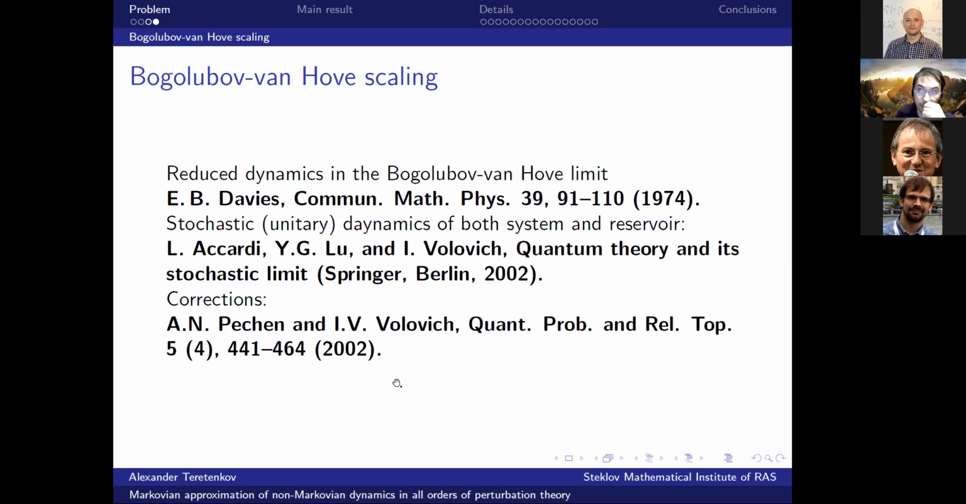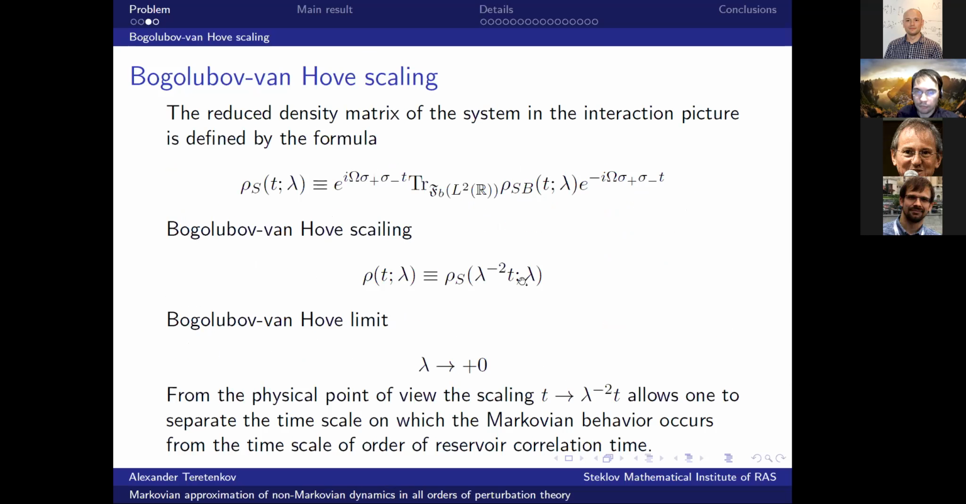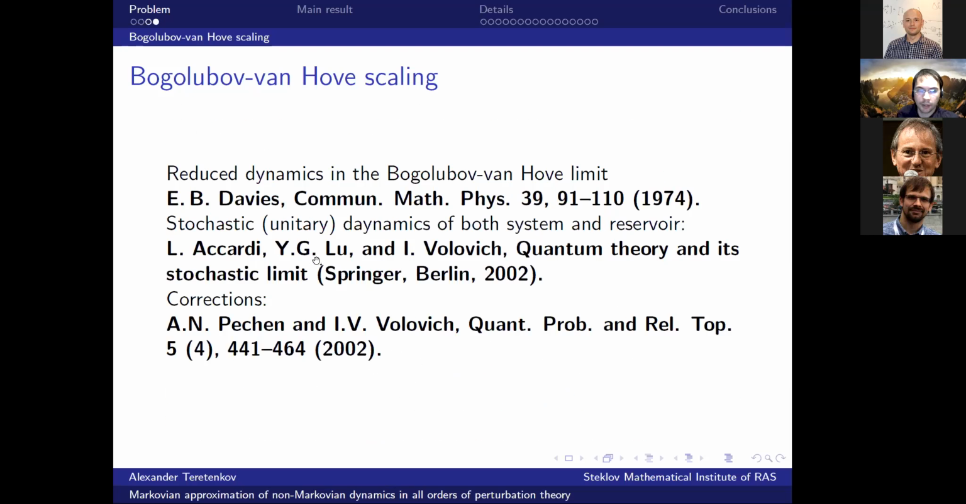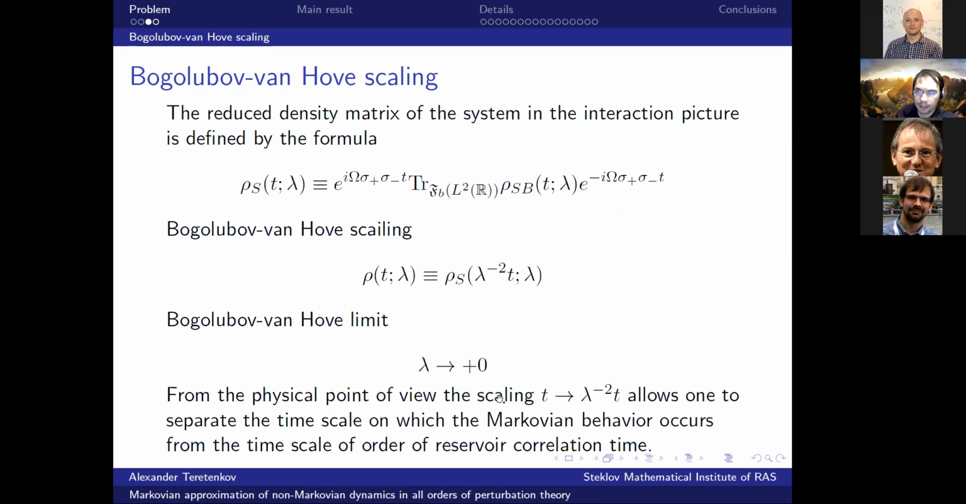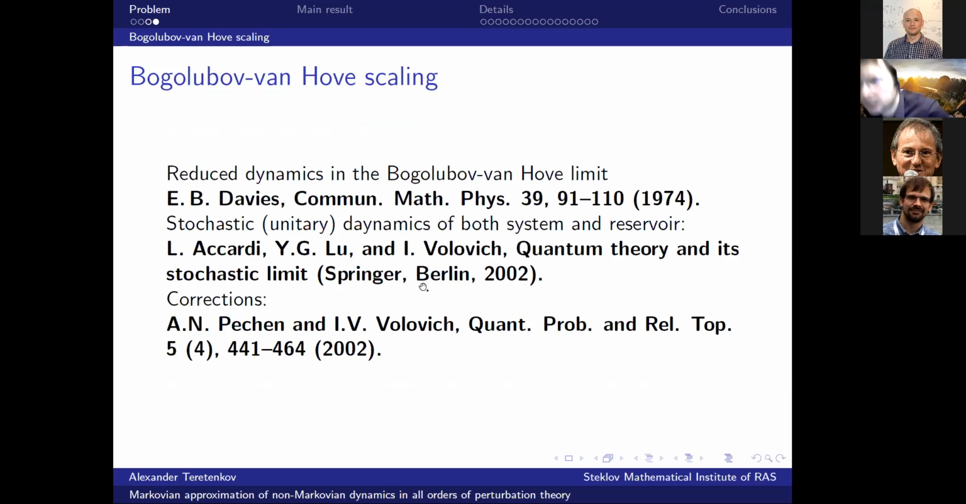Not many things have been done about corrections, asymptotic corrections to this limit, because both in papers by Davies and by Accardi, Lu and Volovich and many others on the quantum stochastic limit, they consider only the case when you go exactly into this limit, lambda tends to +0. But what I'm interested in is to derive the full perturbation theory with this Bogolubov-van Hove scaling.